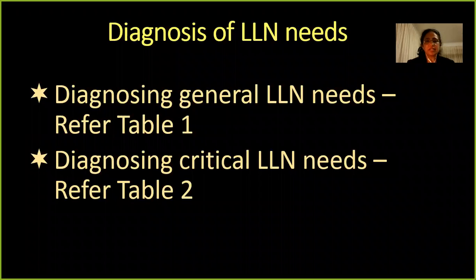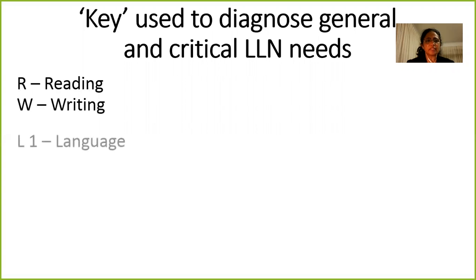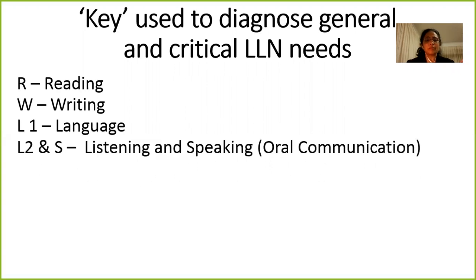So to diagnose LLN needs, I'll be using 2 tables. The first one is the general language, literacy and numeracy needs, and the next one is the critical ones. So going back to the general ones, I do that using a special key. The key has these elements: reading, writing. L1 is used for language because there are 3 L words here. Language is one. I've got listening, another area.